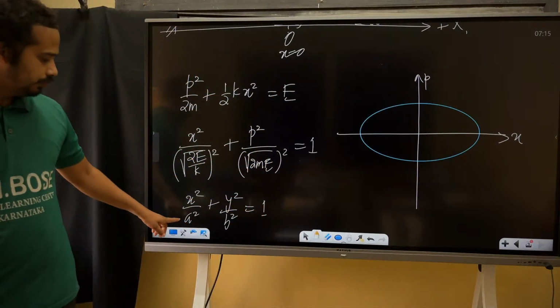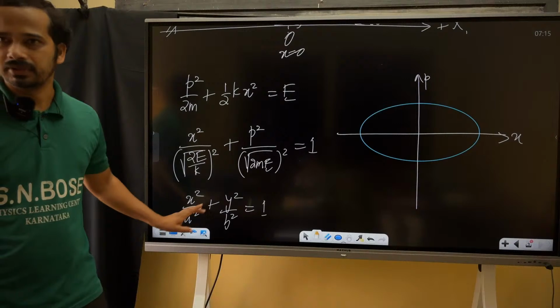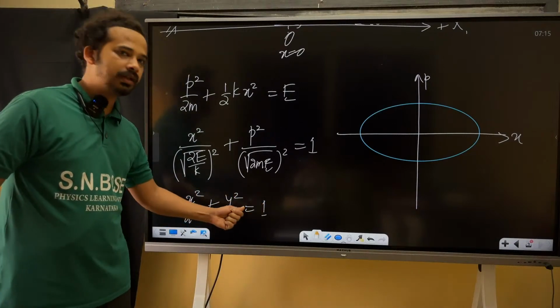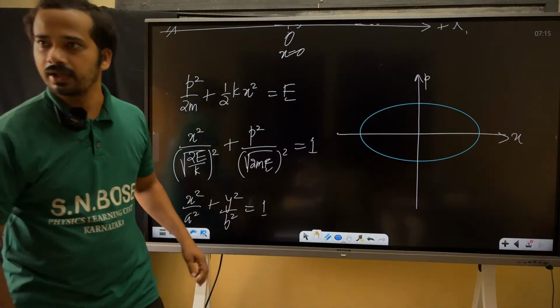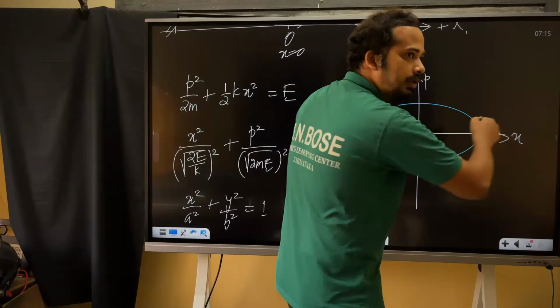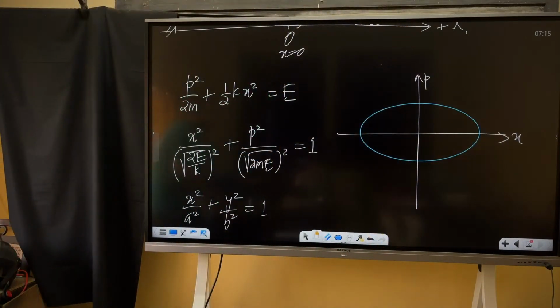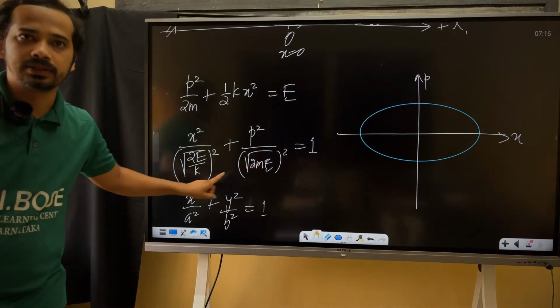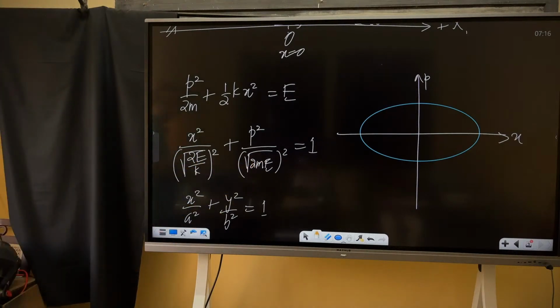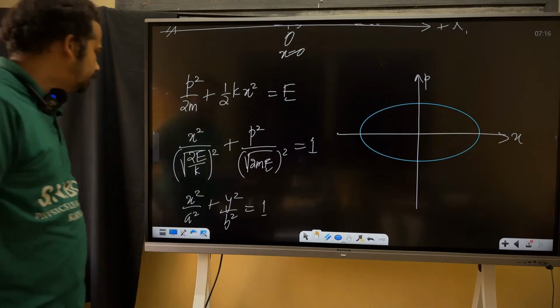Usually the semi-major axis is a, am I right? It all depends on whether a is greater than b or b is greater than a, whether your semi-major axis is horizontal or vertical. But let us assume that the semi-major axis is horizontal. It all depends on these quantities actually. Now look into this one carefully.